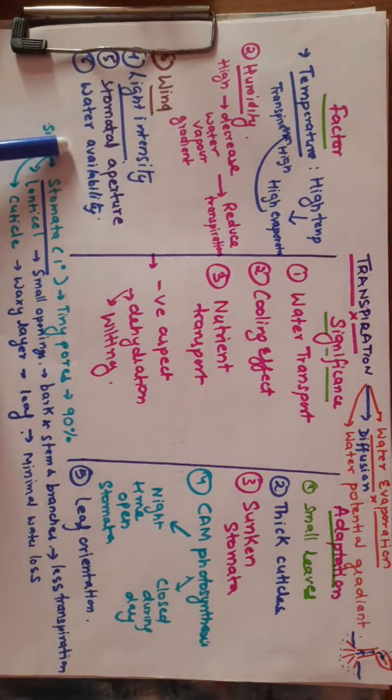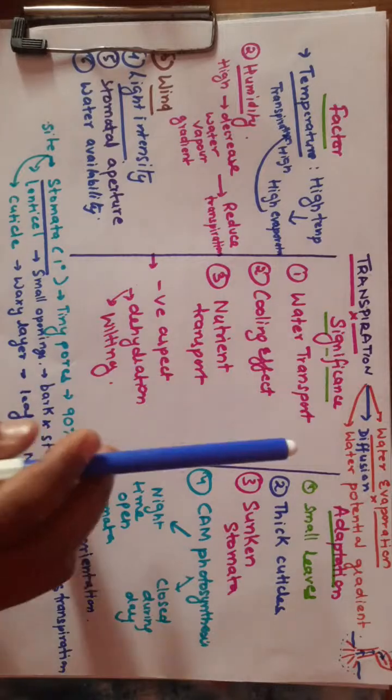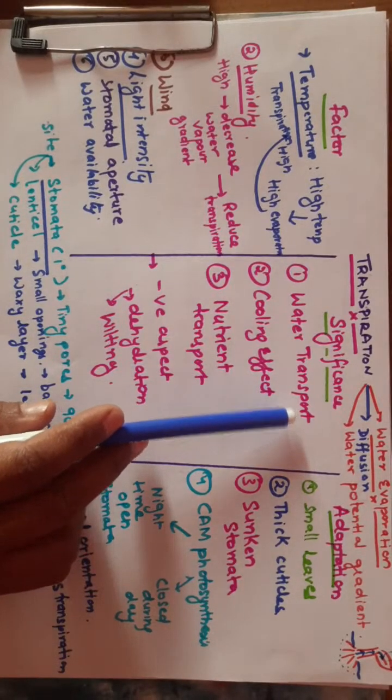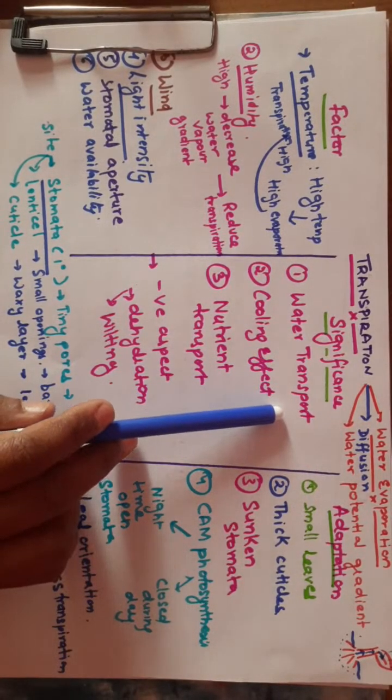And last but not least, and very important, is water availability. If the soil where the plant is growing is dry, less water is available for uptake, and so the plant will try to adopt certain strategies to reduce transpiration. Now let's move on to the topic, the significance of transpiration.